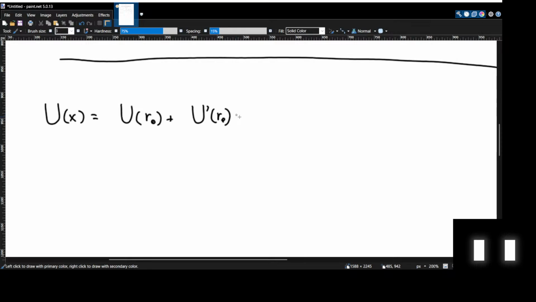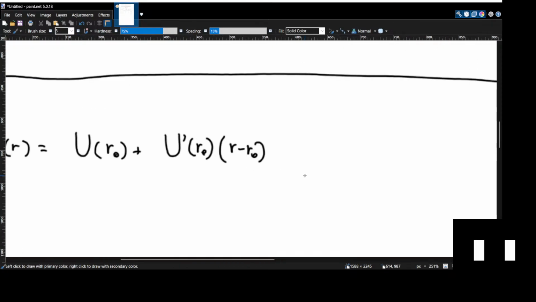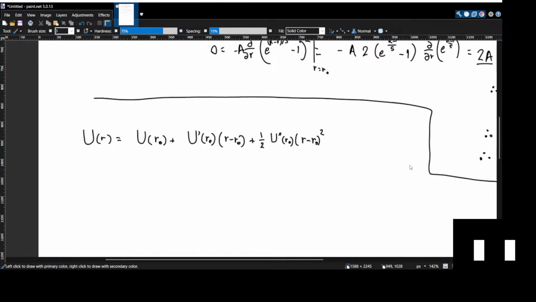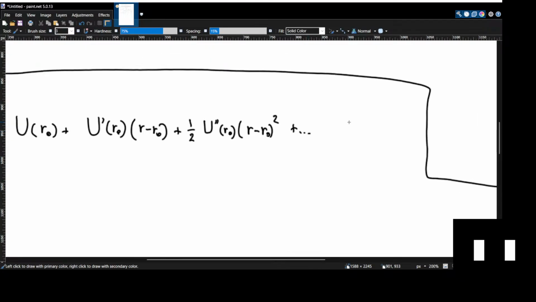the first derivative at R0 multiplied by R minus R0. I'm sorry, I should change this from X to R. So we're just doing some Taylor series approximation here. And of course we add 1/2 U double prime R naught times R minus R naught squared. And of course this is the Taylor series, you approximate it, you add in the other terms. Okay.